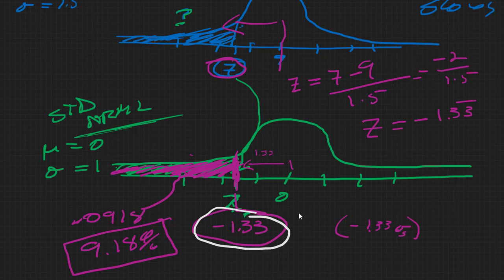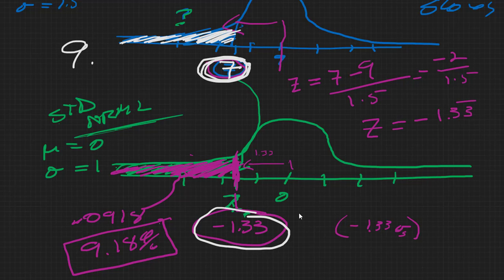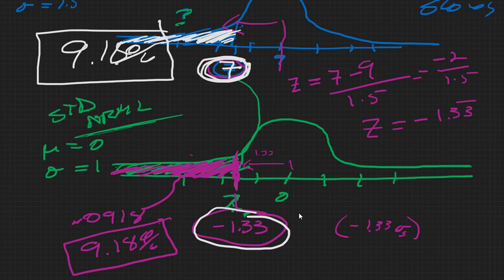1.33 is some arbitrary number. I care about all the size 7s, right? I care about all the size 7s. So how many shoes in the population are less than a size 7? And the answer is 9.18% of all shoe sizes in this particular population are less than a size 7.